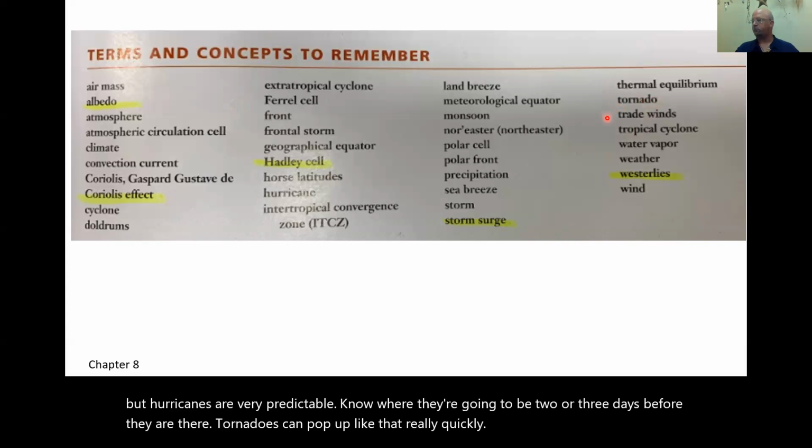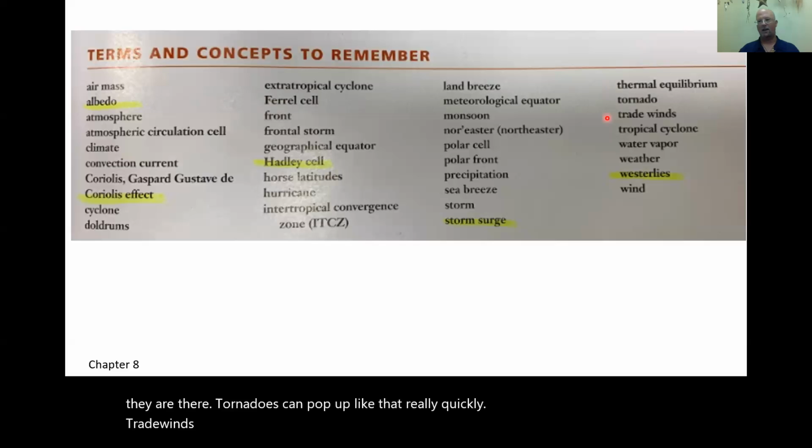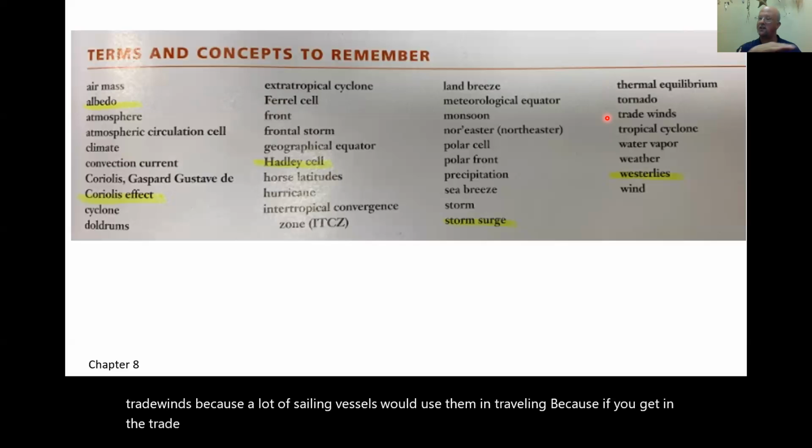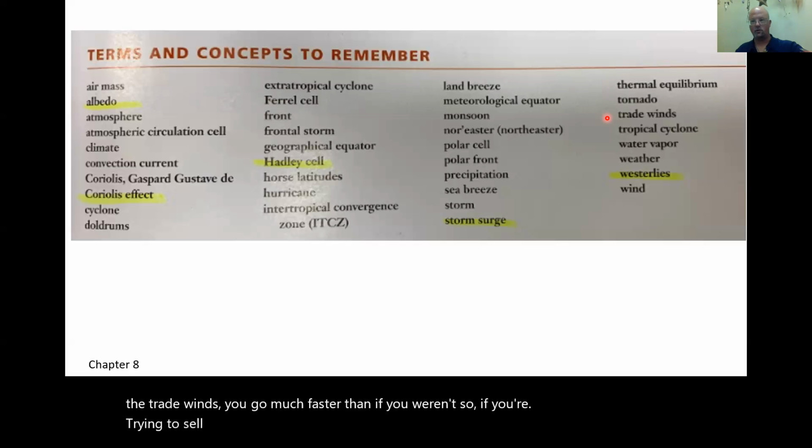Trade winds. Trade winds are winds that occur at kind of mid-latitudes on the ocean. They're called trade winds because a lot of sailing vessels would use them in traveling, because if you get into trade winds, you go much faster than if you weren't. So if you're trying to sell commerce or go to a different continent in a sailboat, trade winds are where you want to be.